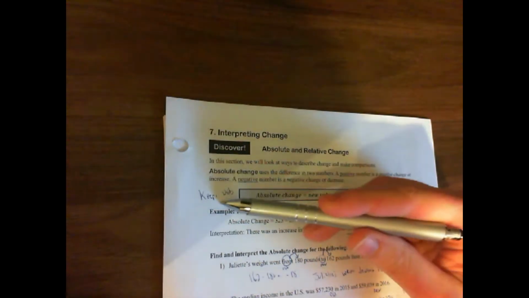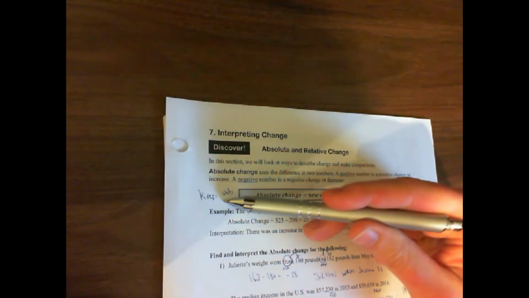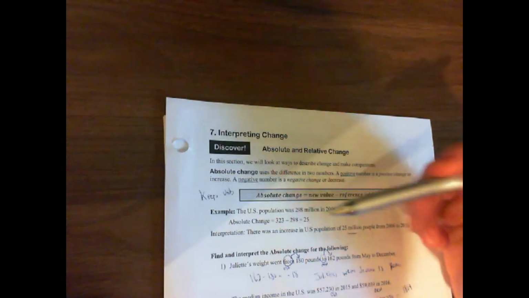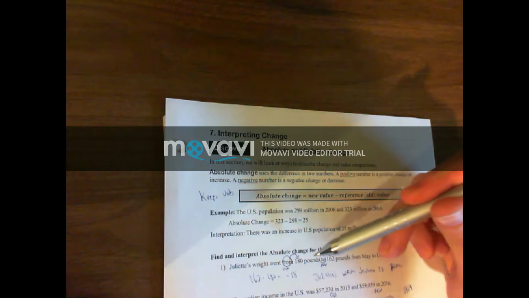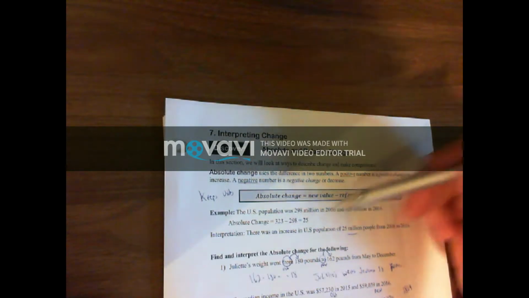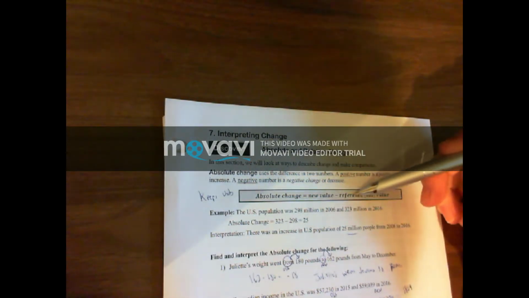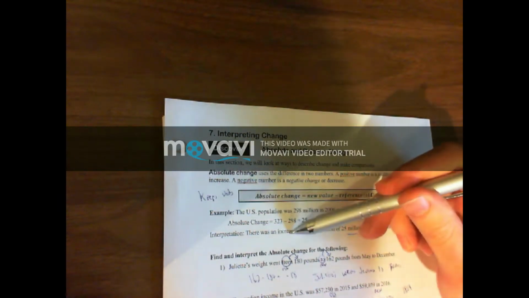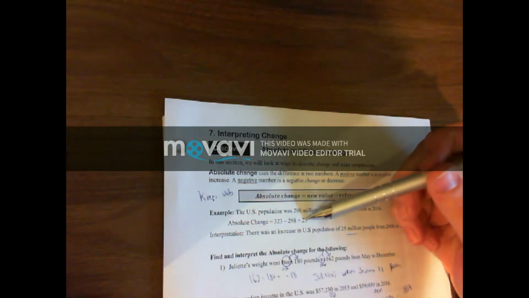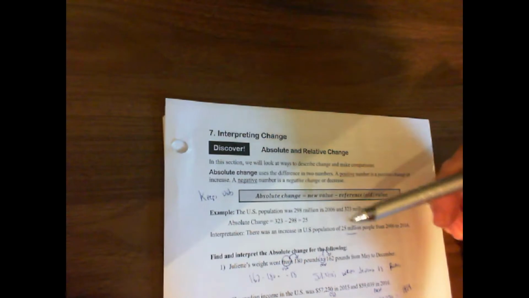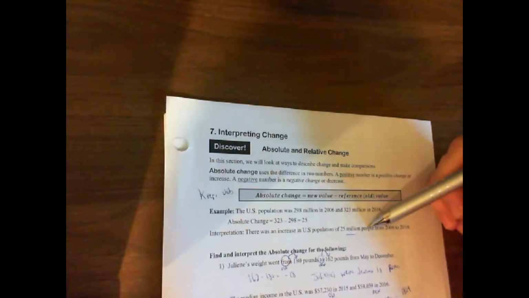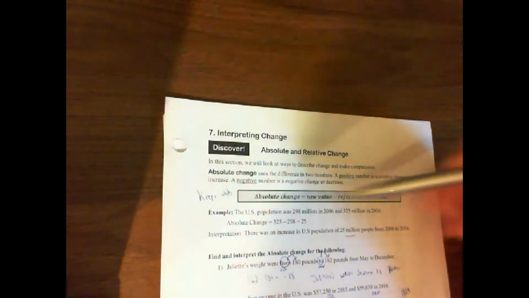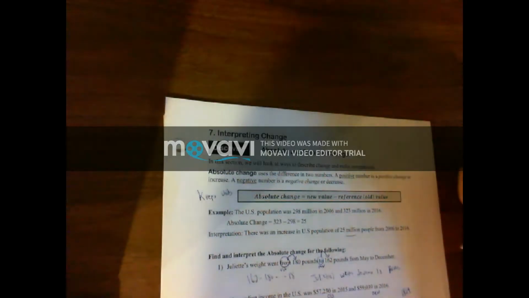Well, you can see right here to the left I have keep the units. What does that mean? That means whenever we're working an absolute change problem, we need to keep the units that are associated with whatever the new value and old value are. For example, here, since it's positive, it was an increase in the U.S. population of 25 million people. And then we have our years from 2006 to 2016.